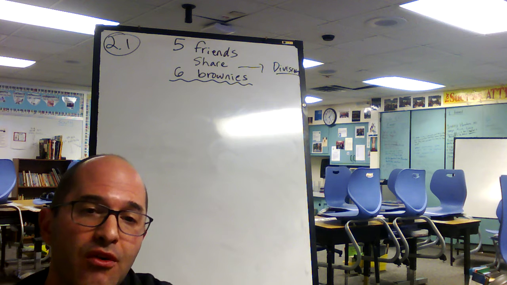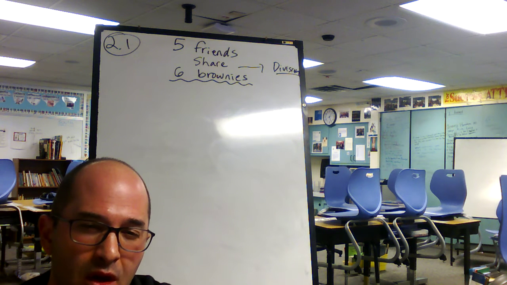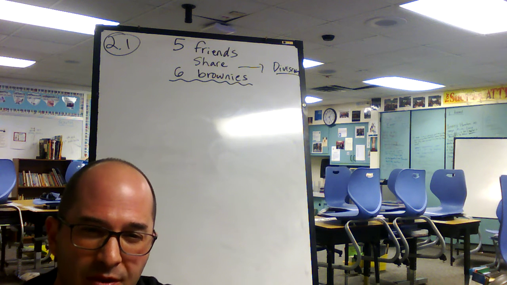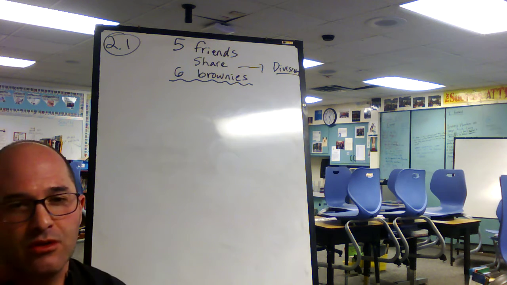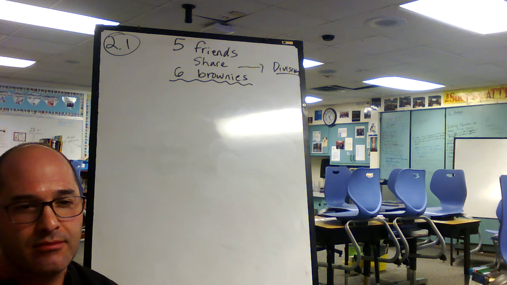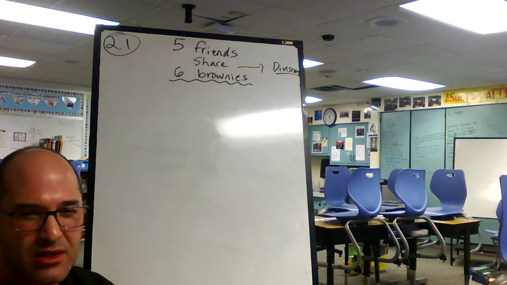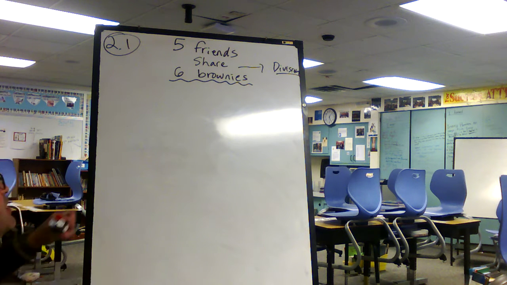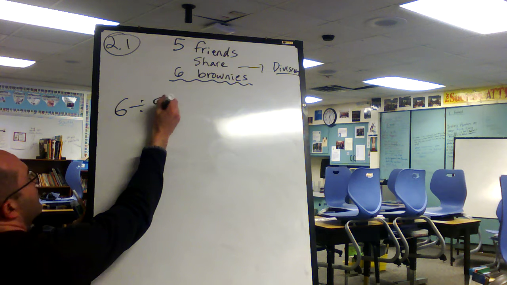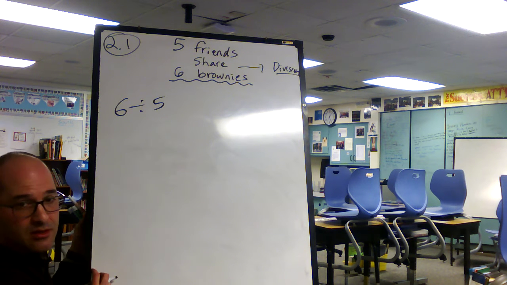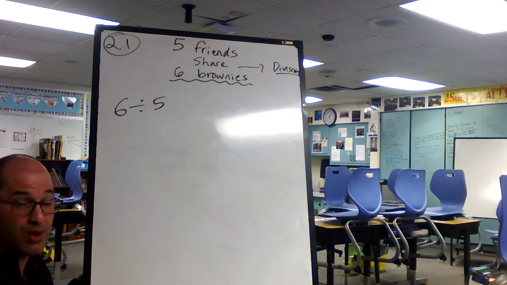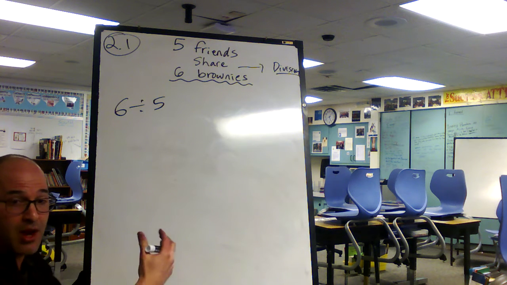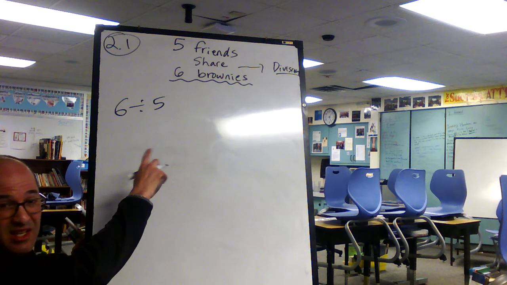So we need to think, 5 friends share 6 brownies. We're doing 5 divided by 6 or 6 divided by 5. Well, let's think about that. 5 friends are sharing 6 brownies. What are we dividing? Are we dividing the friends, or are we dividing the brownies? Let's say we did 6 divided by 5. 6 brownies divided by 5 friends. I think that's what the problem's asking, because we're saying 5 friends are sharing the 6 brownies. So we have to divide up the 6 brownies so they can be shared by 5 friends. That's saying 6 divided by 5.